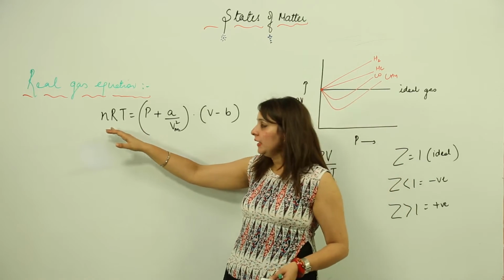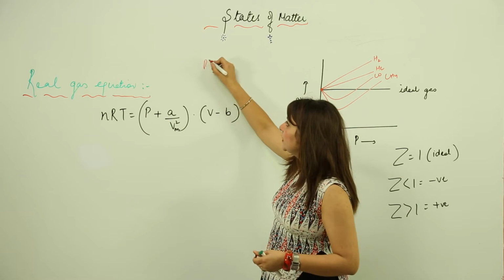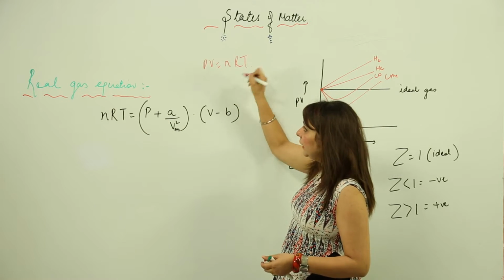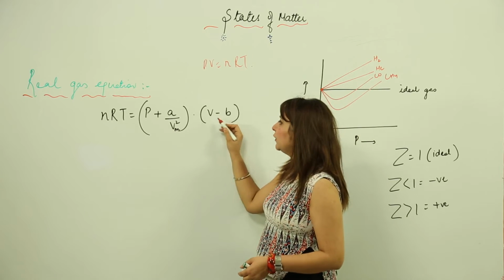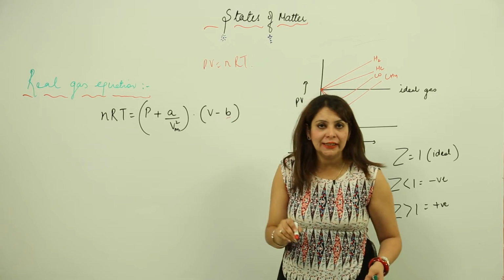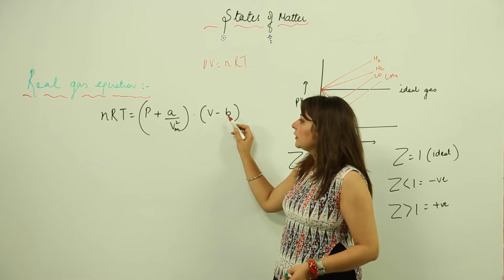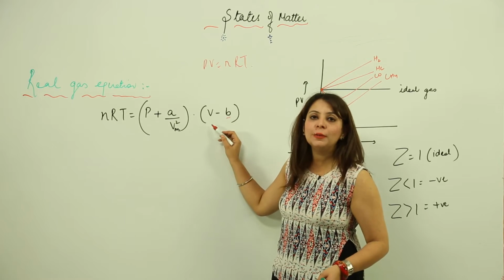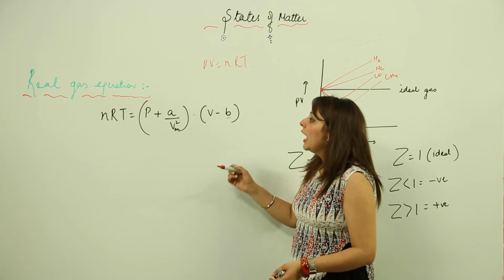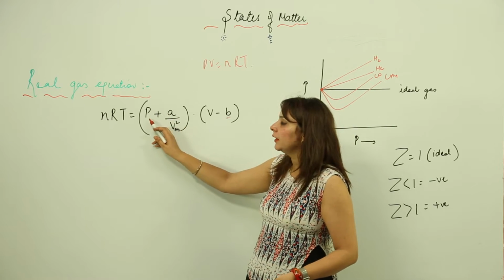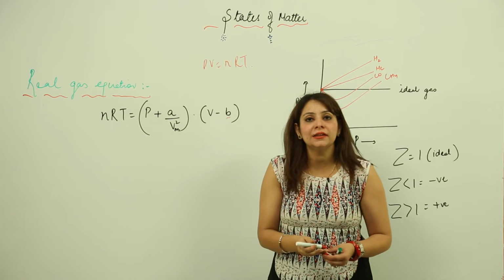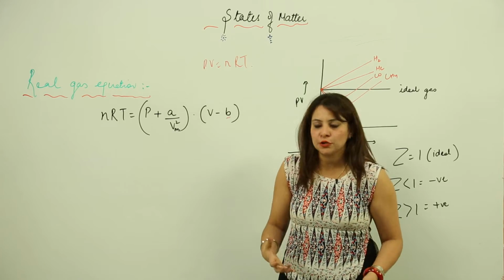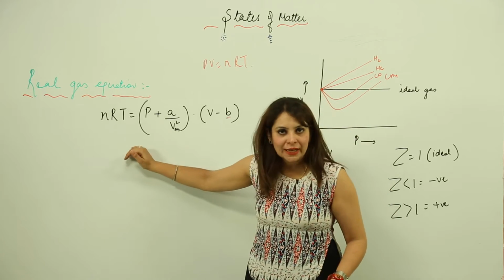In this, what we have done: we know that for an ideal gas, PV is equal to nRT. But here the volume is not always negligible, so we need to subtract a certain value from V in order to make it equal to the actual volume, and we need to add something to the pressure because there exists an extra pressure. So this is the real gas equation.